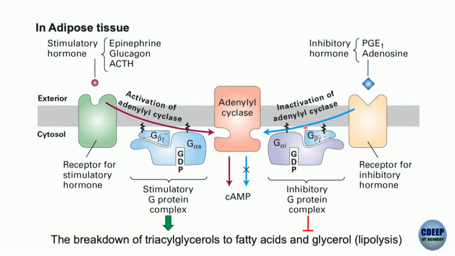So these are the different examples of what happens. Now you guys must have gotten an idea that we are talking about cyclic AMP and adenylyl cyclases, right? So adenylyl cyclase is the enzyme which is going to convert what to what? It will make cyclic AMP.